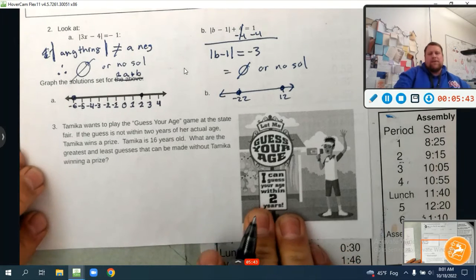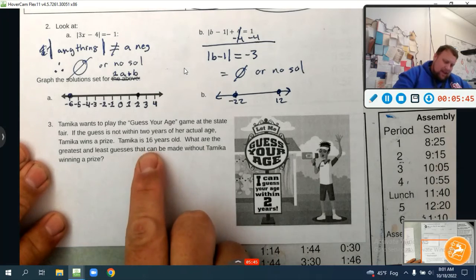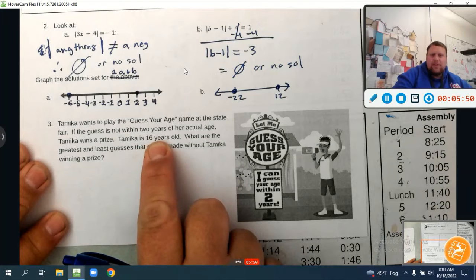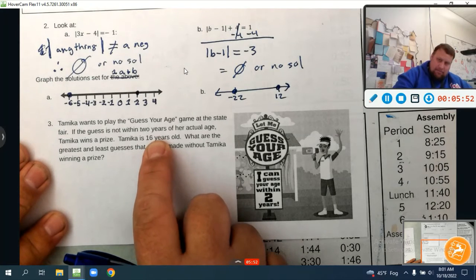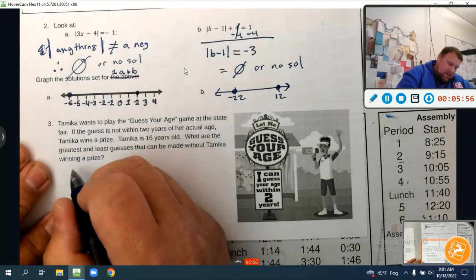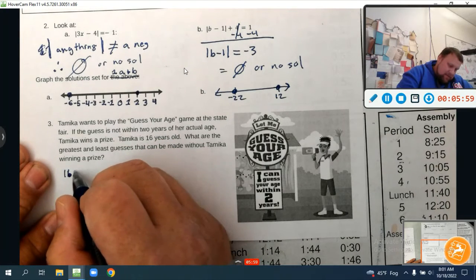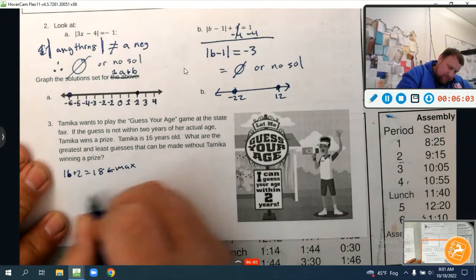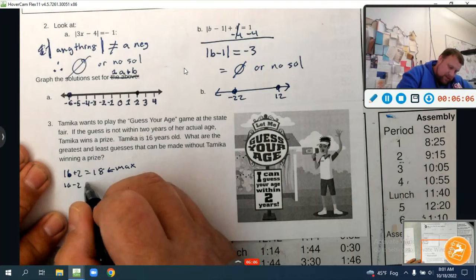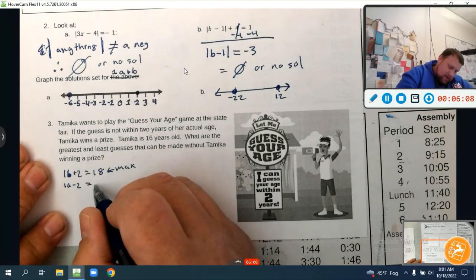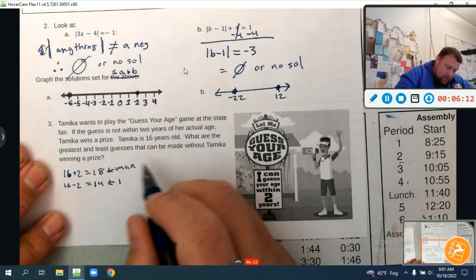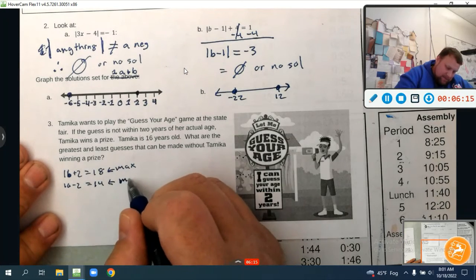Now, you could probably puzzle this out. You could say, hey, if he guesses within 2 years of her age, up or down, then she doesn't win any prize. So 16 plus 2 equals 18. That would be the max guess. And 16 minus 2 equals 14. That is the least guess, or minimum guess.